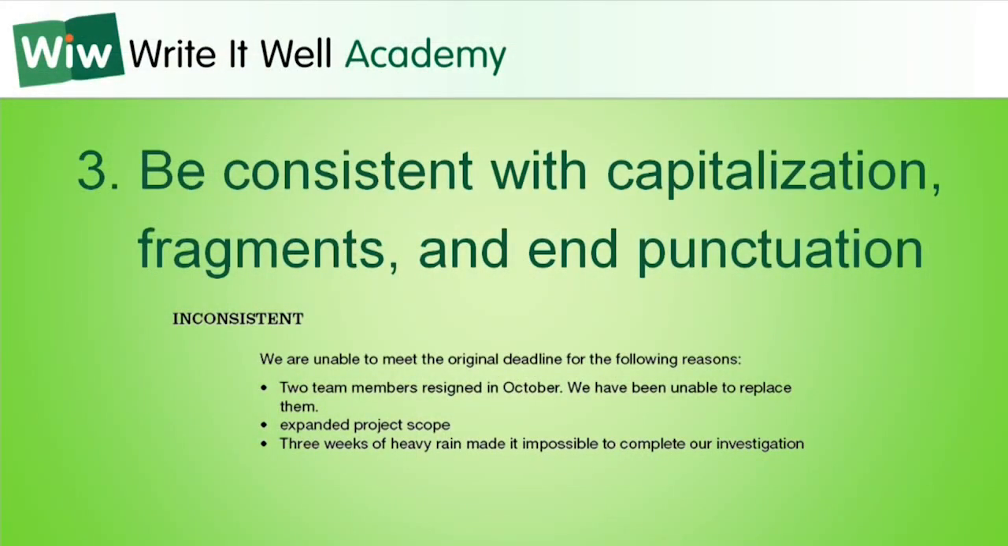The third is to be consistent with capitalization, fragments, and end punctuation. I would say that this is one of my favorite list guidelines because it really presents an opportunity for most writers to improve the professional look of their lists. So here's an example that is inconsistent. Some of the bulleted items start with capital letters, but one doesn't. So that's what we're talking about here with capitalization. So be consistent with capitalization. We strongly suggest that you start all of your bulleted or numbered list items with a capital letter.